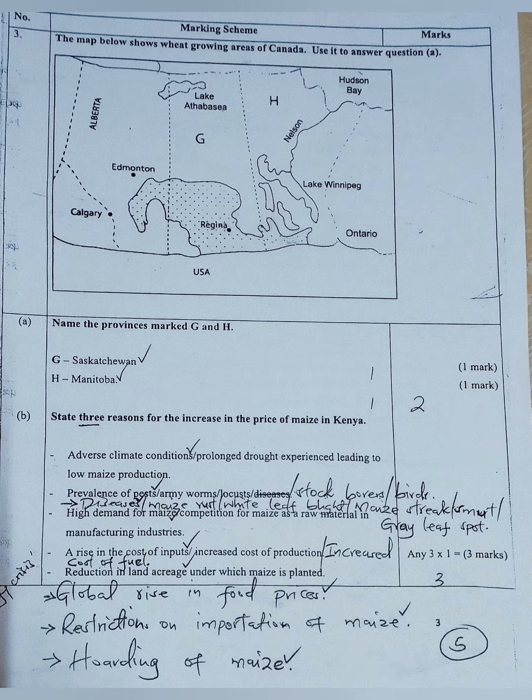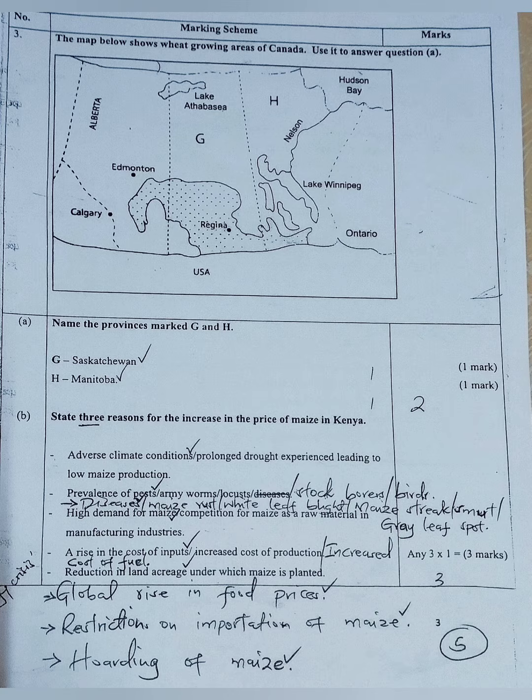So number 1, adverse climate conditions, for example, prolonged drought, leading to low maize production. Number 2, prevalence of pests, for example, armyworms and locusts, leading to low maize production. And remember we said when your answer mentions pests, then you must give an example. You won't score without an example.